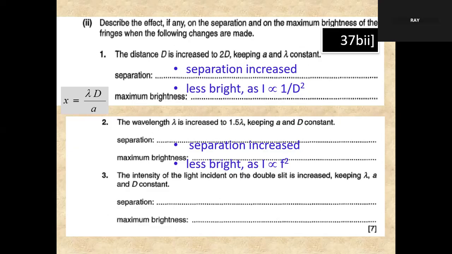Intensity of light incident on the double slit is increased, keeping lambda and D constant. Separation, you got less than 10 minutes left.